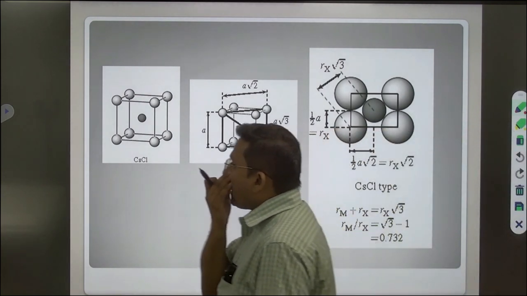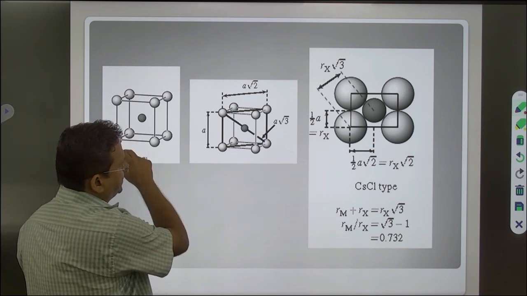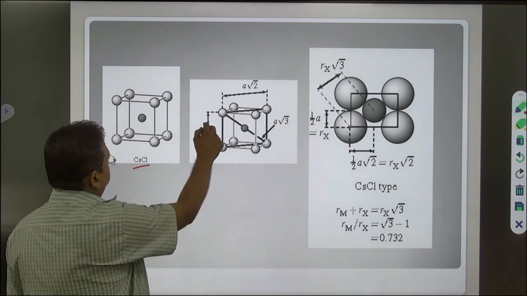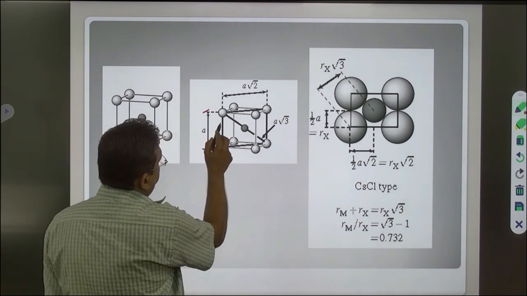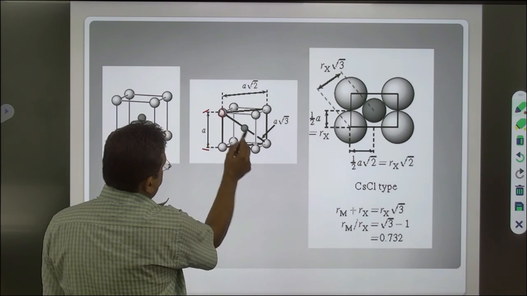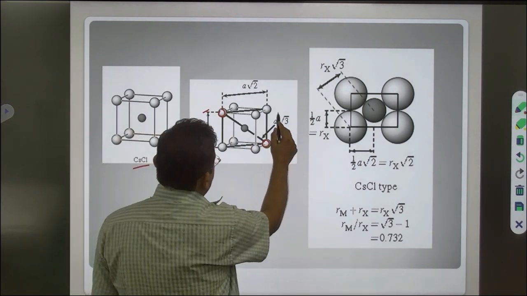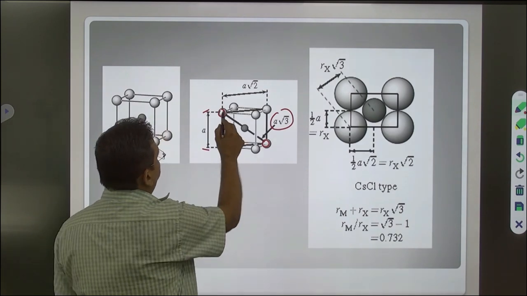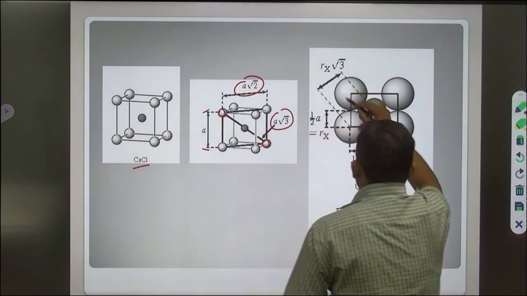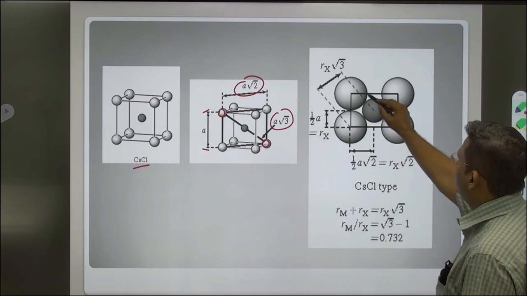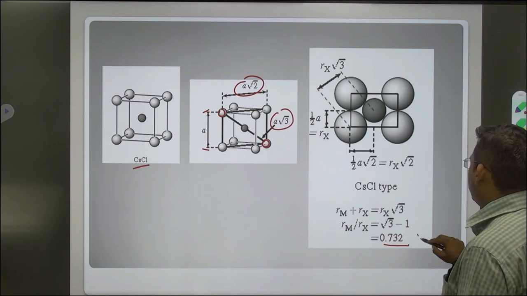Here, in the crystal packing of cesium chloride, if you see the packing structure, this distance is A, and it is body centered cubic. These two atoms' distance should be A root 3 and this distance should be A root 2. For the radius ratio calculation, if we go through it, we get 0.732 by the radius ratio rule.